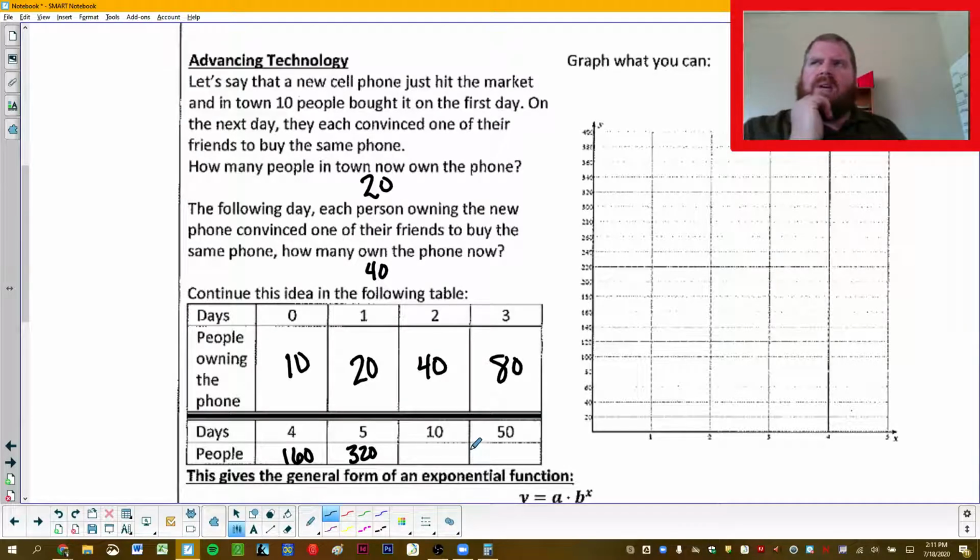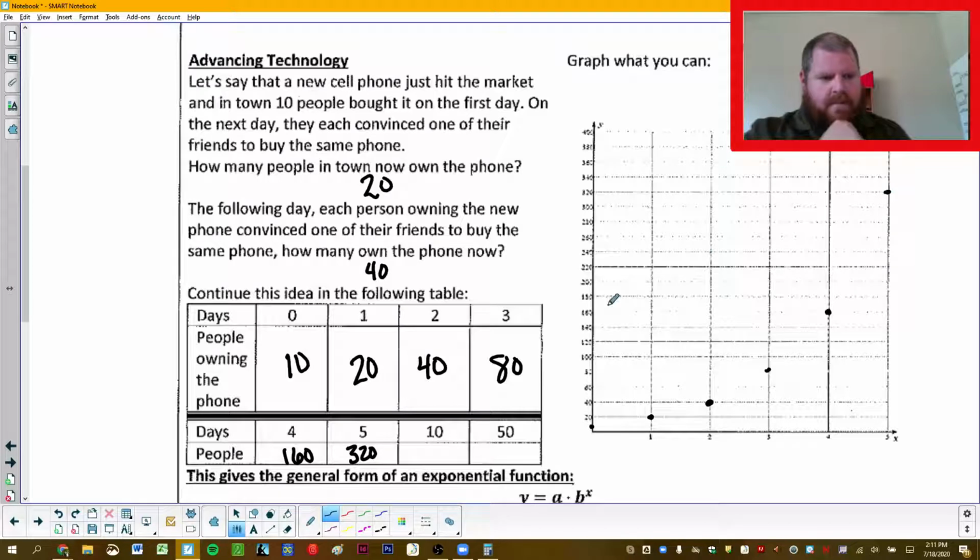So how can we write this into a function? And let's first graph and let's see what we can do. So at day 0, that's this line right here, there were 10 people that owned the phone. At day 1, there were 20 people. At day 2, there were 40 people. At day 3, there were 80. Day 4, there were 160. And I think that's this one right here. It's kind of hard to see. And then at day 5, there's 320, and that's right here.